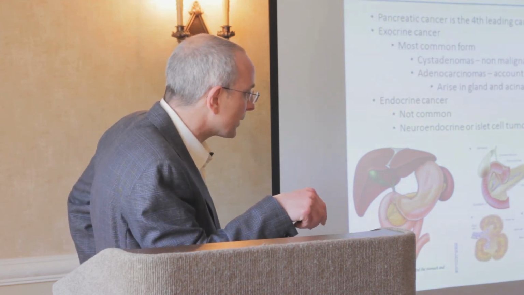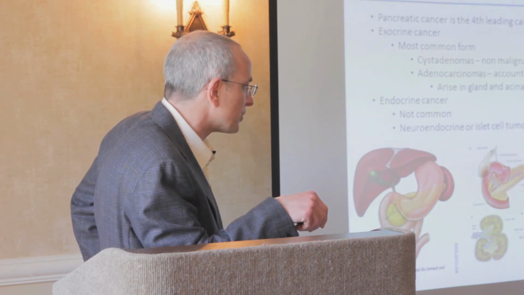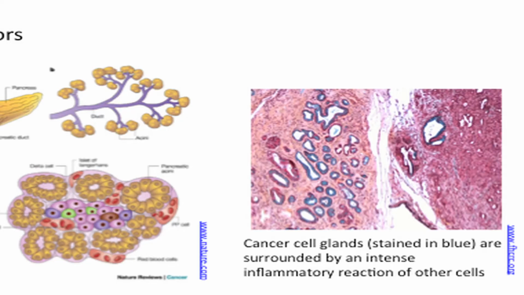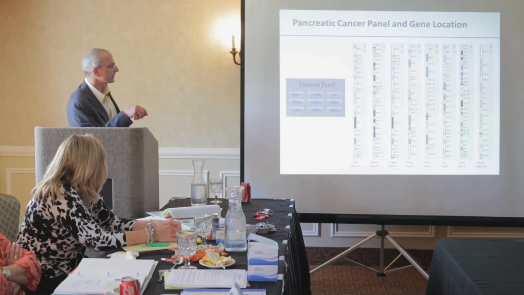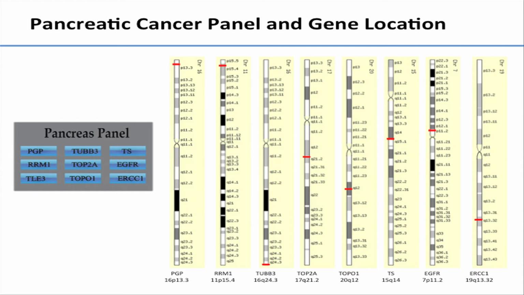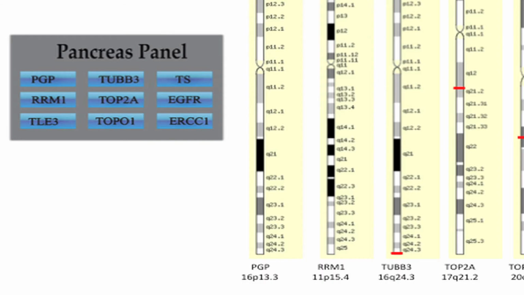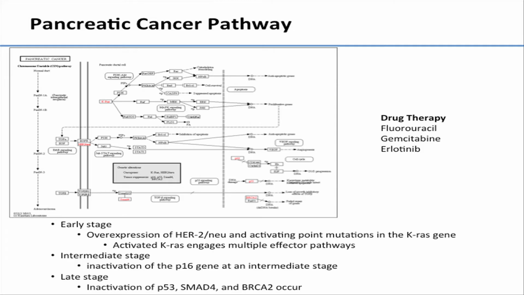So here are some pictures, staining, that show that some of these cells are inflamed compared to a normal pancreas, and it's very much around all these duct cells. A somewhat small panel, but it has the usual players that you're starting to see and recognize coming through. And here's the pathway. Again, very similar to the pathways you've seen before, actually.